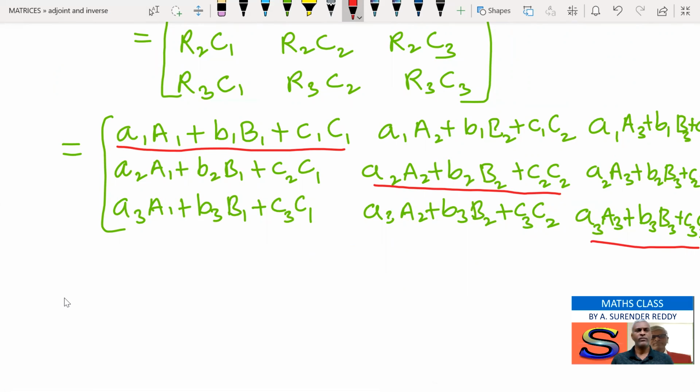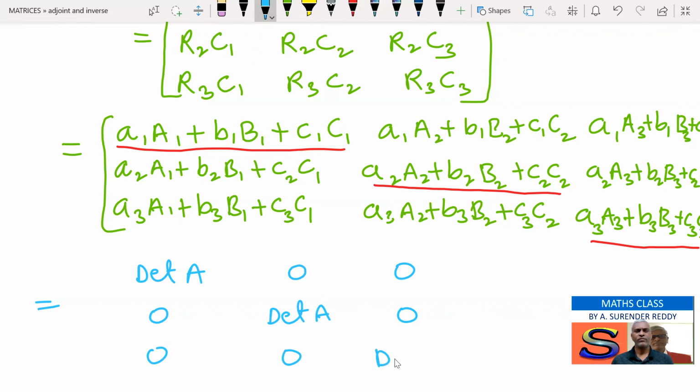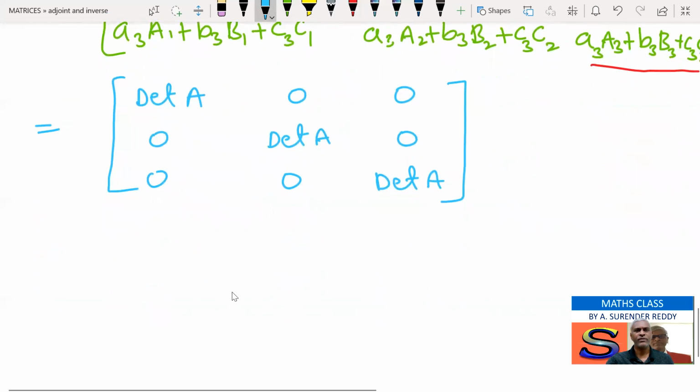So this becomes det A. This is det A. So all the others will become zeros; by definition, this becomes 0. And this, a2A2 plus b2B2 plus c2C2, is det A, and this is det A. This is the definition of determinant.